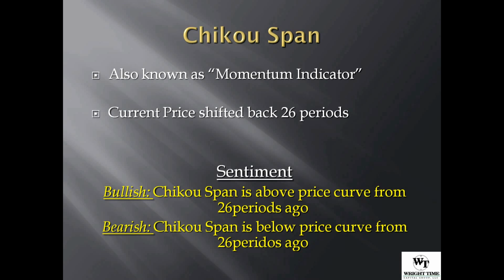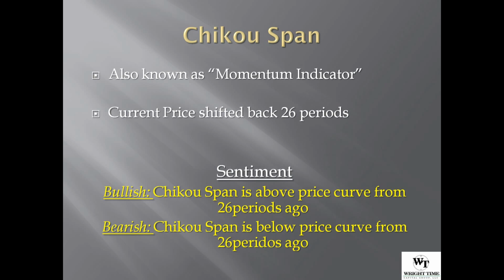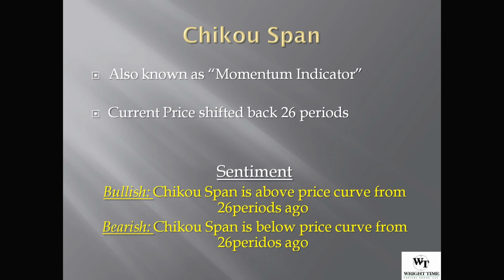The Chikou span, I don't use this. You would not see it plotted on my chart. I really don't find a use for it, but it's known as the momentum indicator, and that's the current price shifted back 26 periods. The way you read it is the sentiment is bullish if the Chikou span is above the price curve from 26 periods ago, and the sentiment will be bearish if the Chikou span is below the price curve from 26 periods ago. All right.